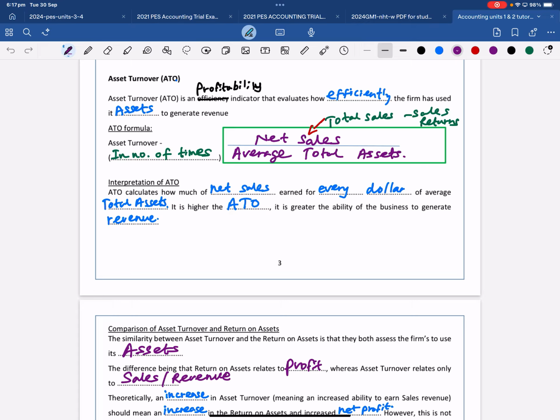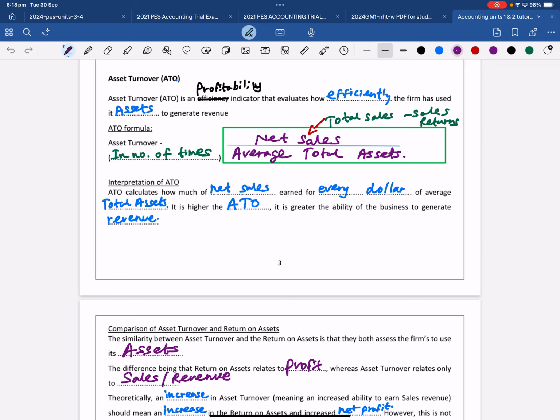Profitability indicator. Then in the definition, it says how efficiently the business is using its assets to generate profits. Should be not profit, sales. Okay, so asset turnover, guys. Now, so far, right?